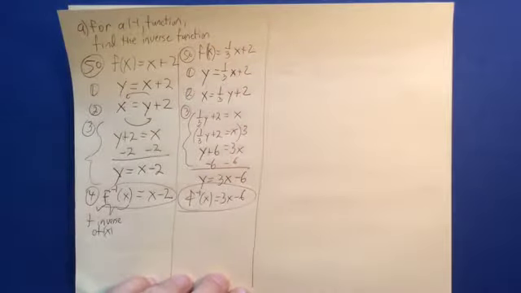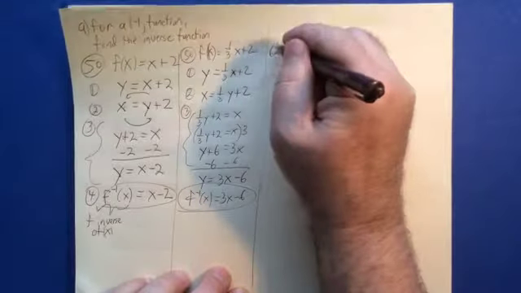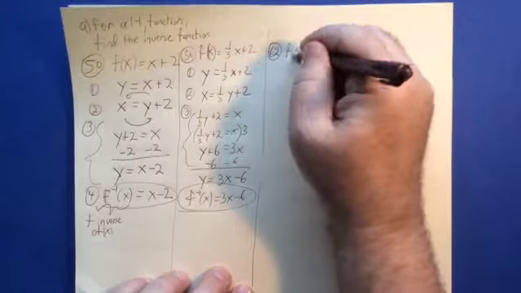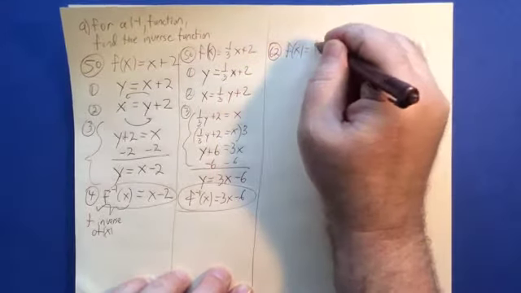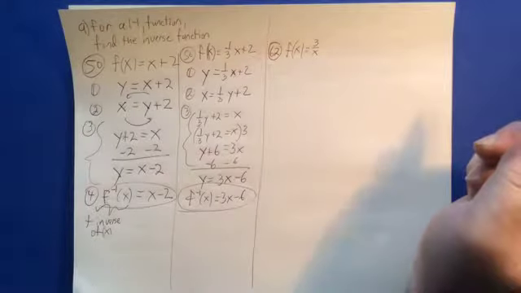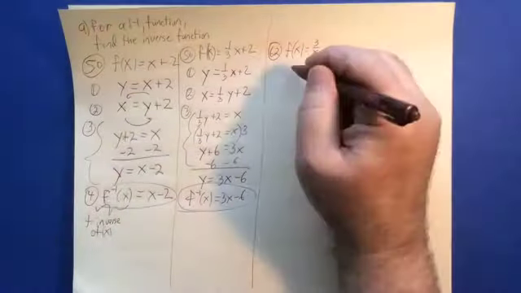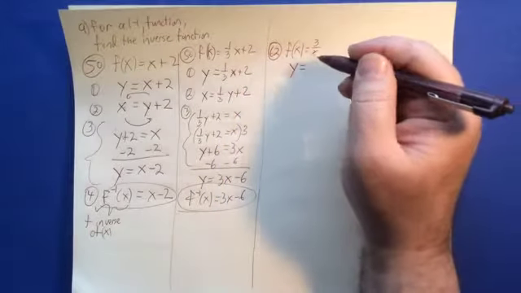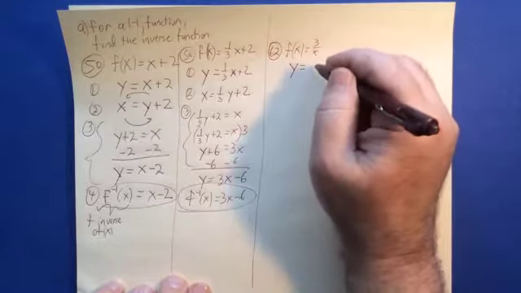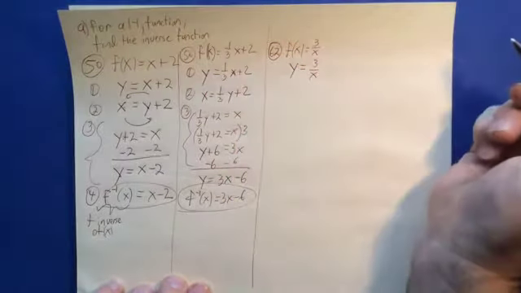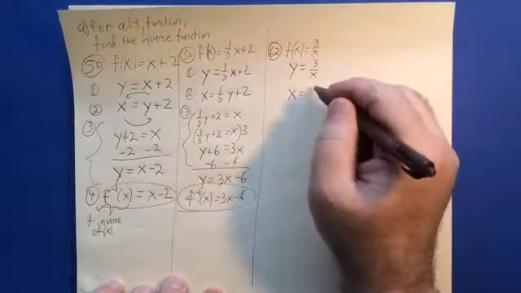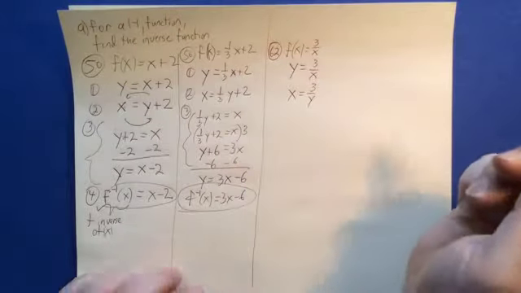So let's go ahead and take a look at 2 more problems. Next one is 62. So we have f of x equals 3 over x. Okay, so we're going to follow the same steps again. We want to find the inverse function. Y equals 3 over x. Remember, replace f of x with y. I'm going to switch this out now, so I get x is equal to 3 over y.